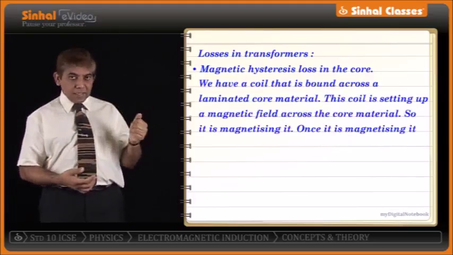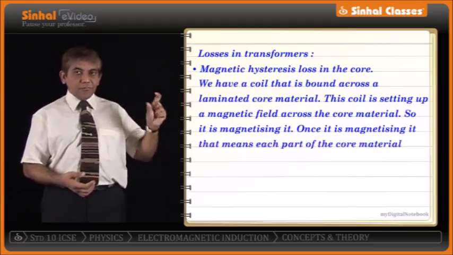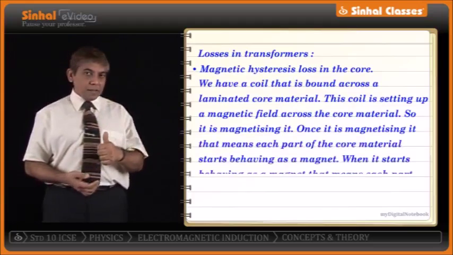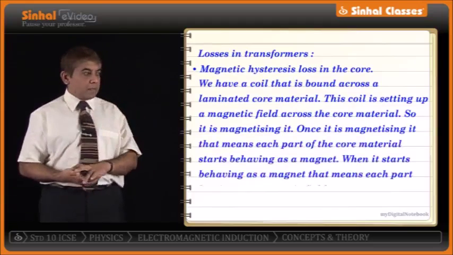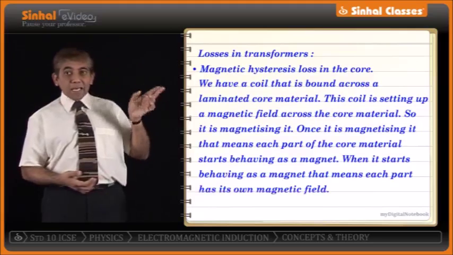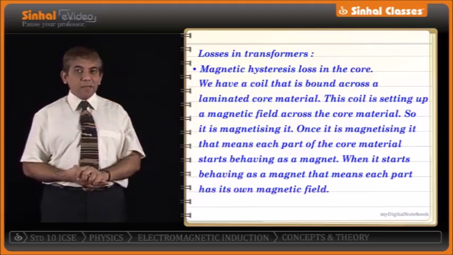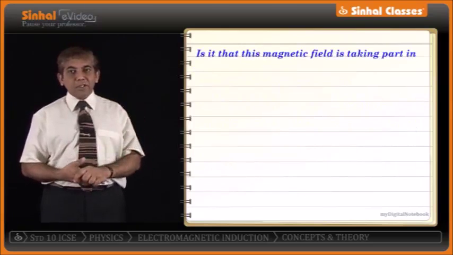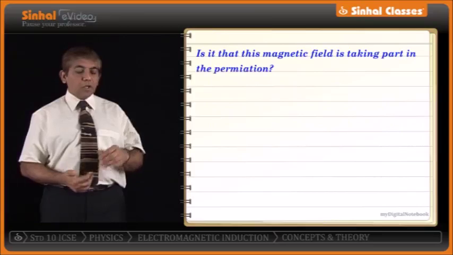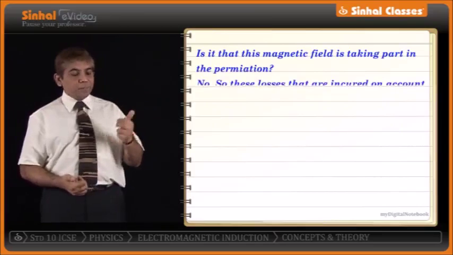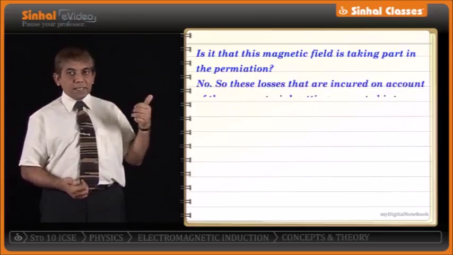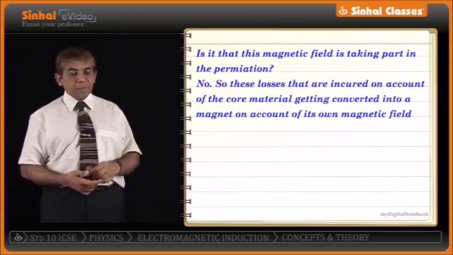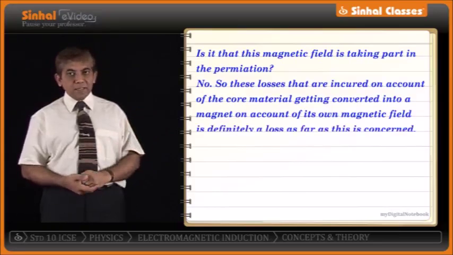Once it is magnetizing it, that means each part of the core material starts behaving as a magnet. When it starts behaving as a magnet, that means each part has its own magnetic field. Is it that this magnetic field is taking part in the permeation? No. So these losses that are incurred on account of the core material getting converted into a magnet, on account of its own magnetic field, is definitely a loss as far as this is concerned.